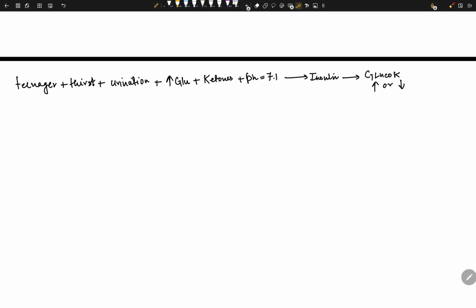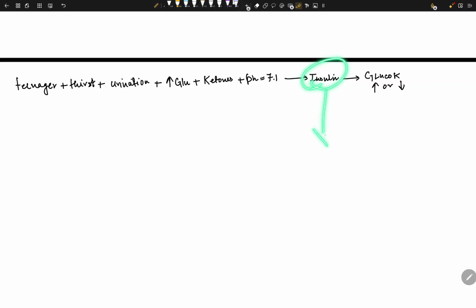Now, why doesn't the insulin upregulate hexokinase? You can ask me. Insulin does not increase hexokinase. Why? Because tissues like brain and muscles already need glucose continuously. They do not need any hormonal regulation. Hexokinase is designed to work under basal conditions. Only glucokinase is influenced by insulin.